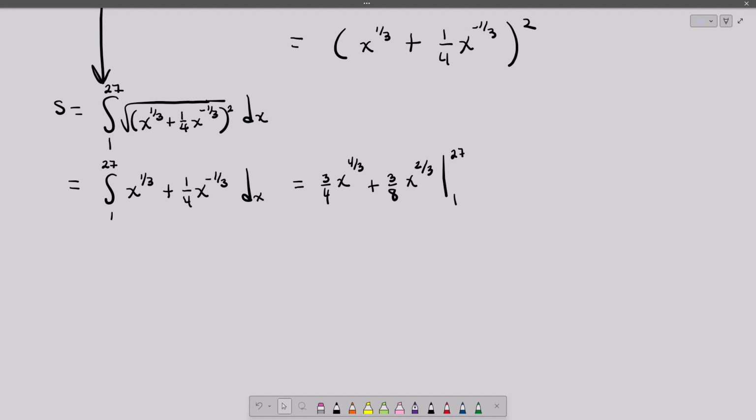Plug in the 27. 27 is a perfect cube, so the cubed root of 27 is 3. 3 to the 4th is 81. Same idea for the second term here. Cubed root of 27, that's 3. 3 squared is 9. And then we subtract off what we get when we plug in the 1.